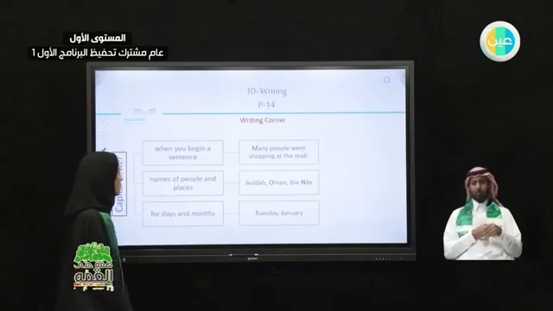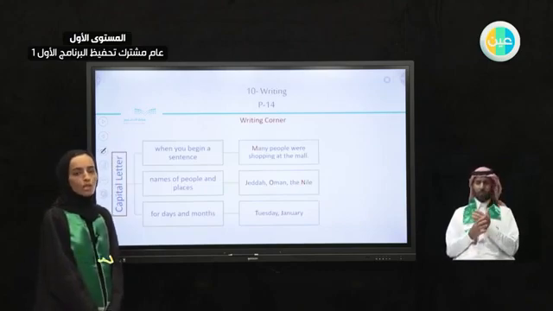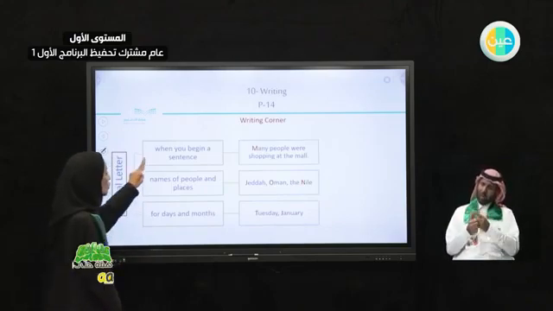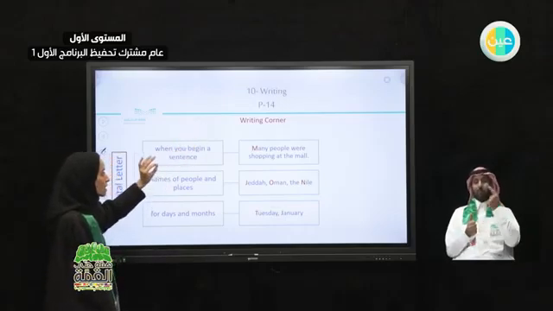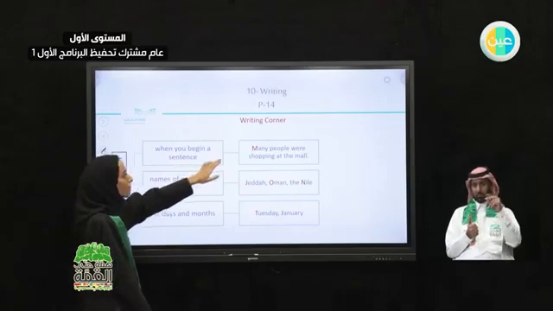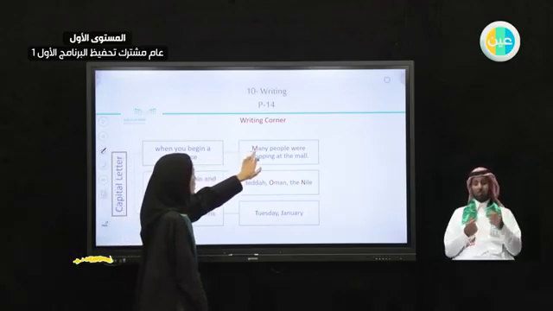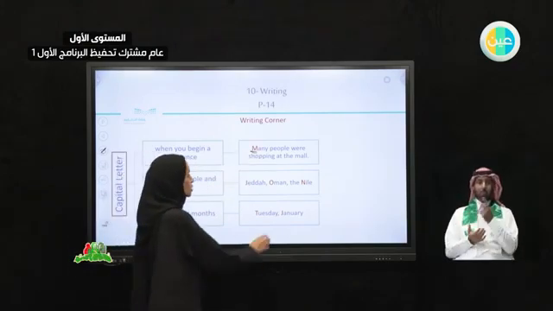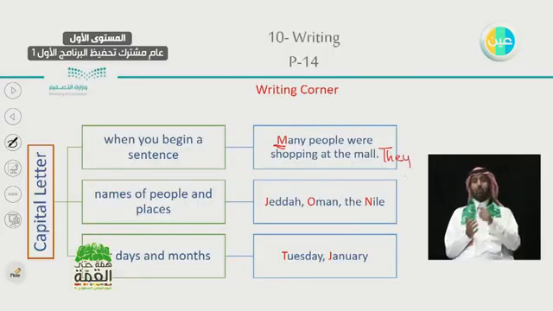So let's continue. What are the things that we usually write in capital? They start with a capital letter when you begin a sentence. You will find these on page 14 at the beginning of the sentence. Many people were shopping at the mall. So the M at the beginning of the sentence. If you want to continue writing, we will write here, They. So the T here is capital.